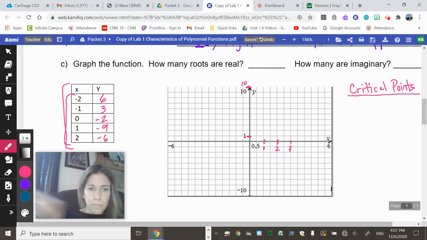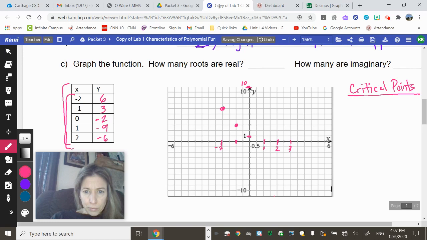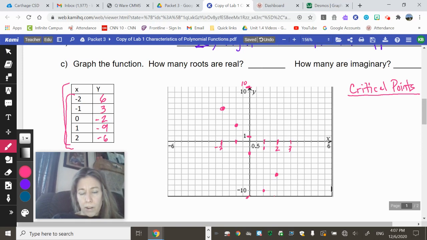We're going to plot these points first. So -2, remember this is -1, and this is -2, and then we count by ones on the y-axis, so 1, 2, 3, 4, 5, 6. There's our first point. (-1, 3) is here, (0, -2), then 1, which is right here, -9 is 1 above the -10. Remember the -10 is actually right here. And then (2, -6). So this is 9, 8, 7, 6 would be right here. So on this graph, you can see our points.